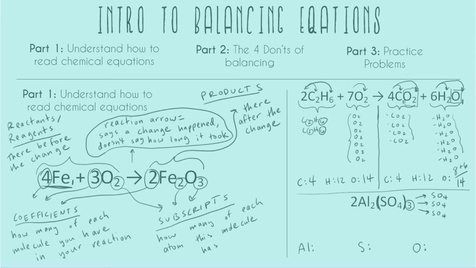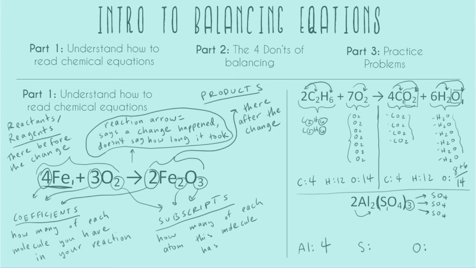And so that means that when we're multiplying our coefficient and our subscripts, we have to also include any subscript that happens outside of parentheses. So when I'm multiplying out, for aluminum, it's just regular. I do 2 times 2, coefficient times subscript. I have 4 aluminums.